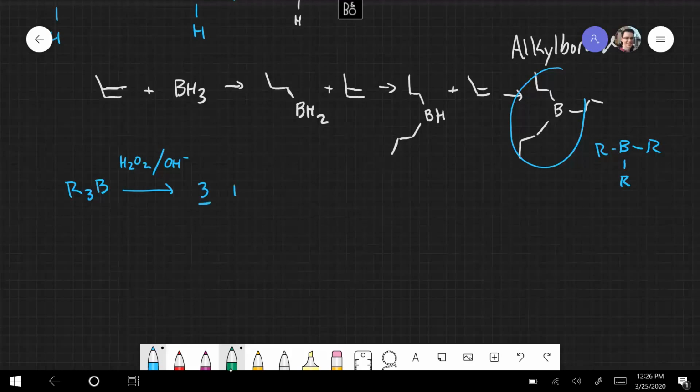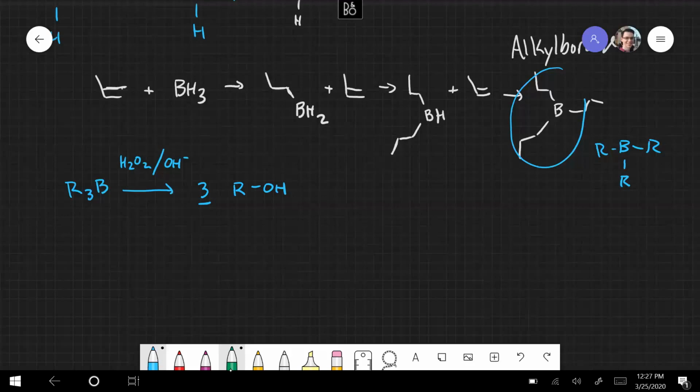Looking like this. So the boron in these molecules simply ends up getting replaced with an OH group, forming an alcohol. Because boron was added to the anti-Markovnikov carbon, the resulting OH is also anti-Markovnikov. So in this case, if R was a propyl group, this would make 1-propanol, which is different than what we would have formed if we used acid catalyzed or oxymercuration-demercuration.